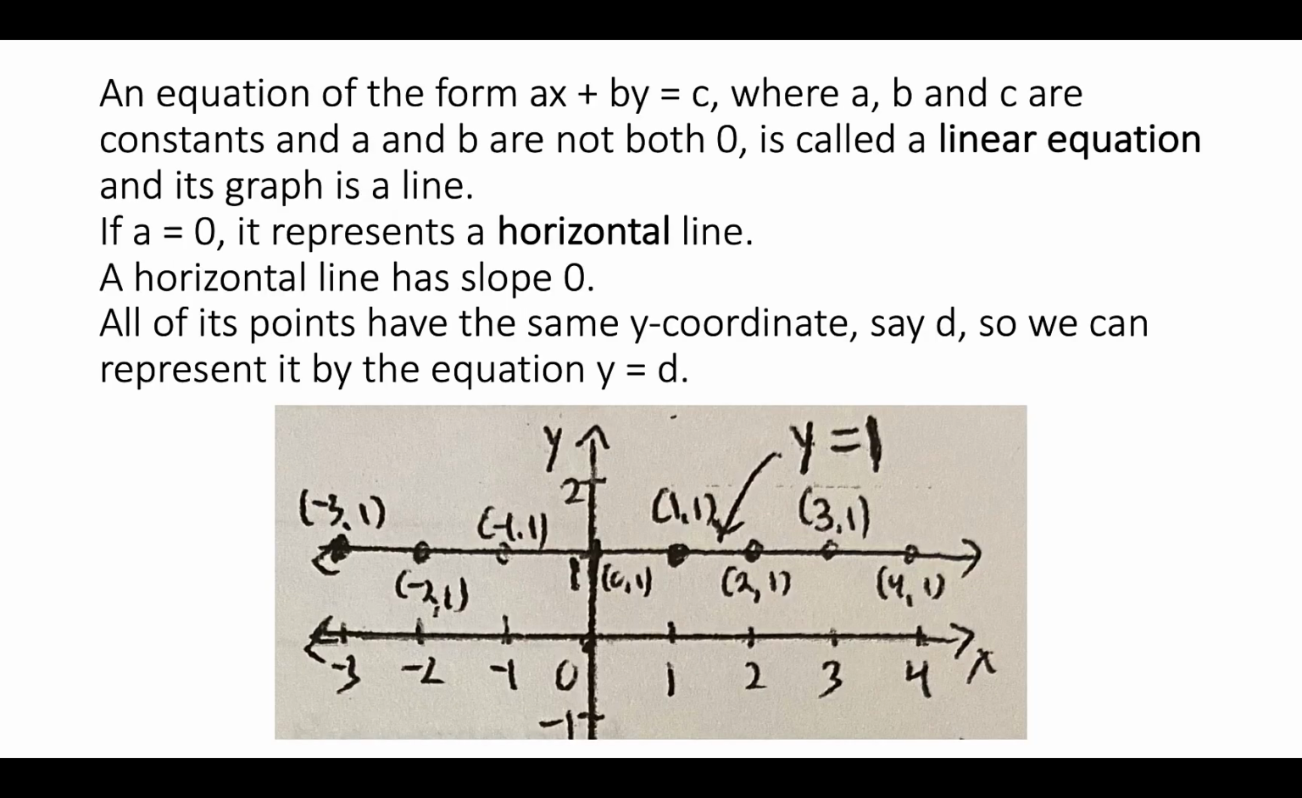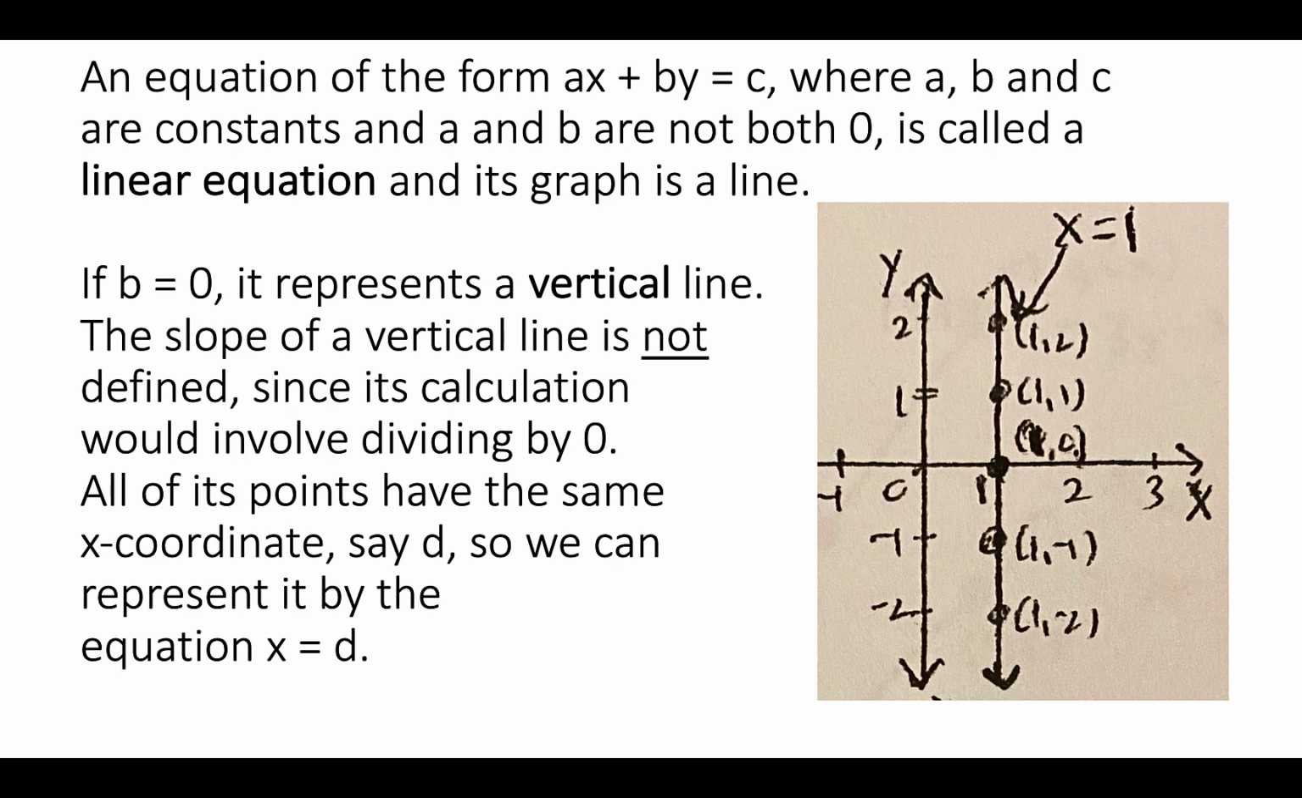If the constant a equals 0, the equation represents a horizontal line. A horizontal line has slope 0. All of its points have the same y-coordinate, say d, so we can represent it by the equation y equals d. In the diagram, each of the points on that horizontal line have a y-coordinate of 1, so the equation of the line is y equals 1.